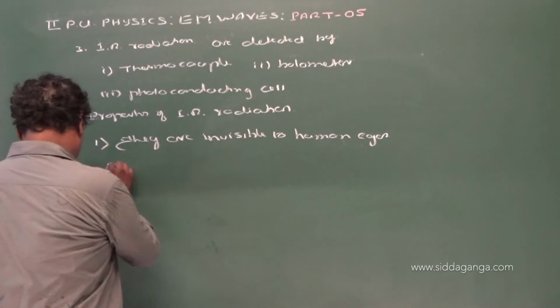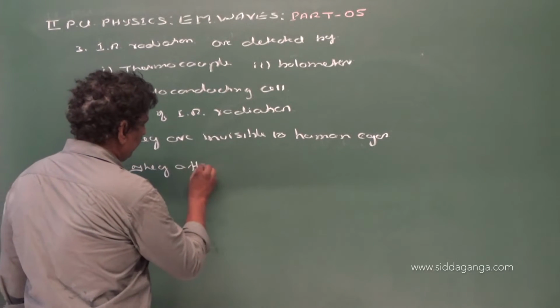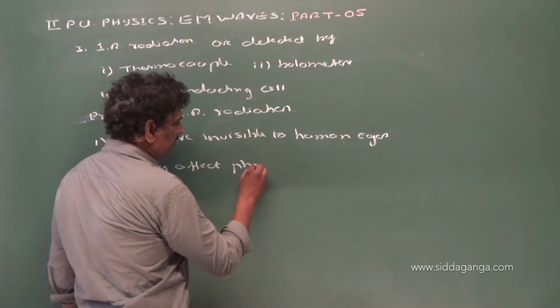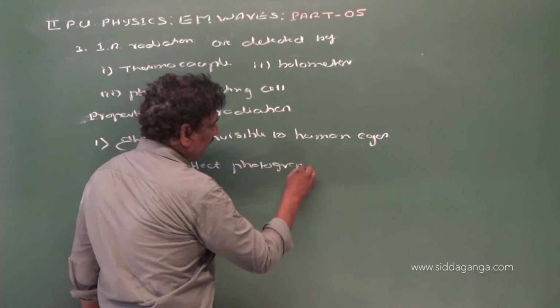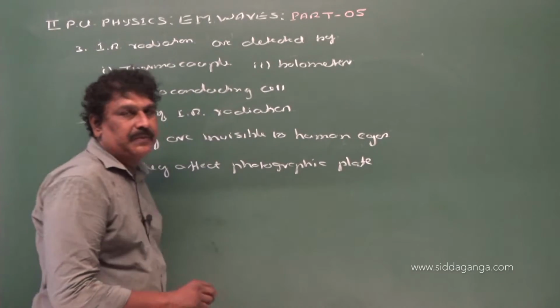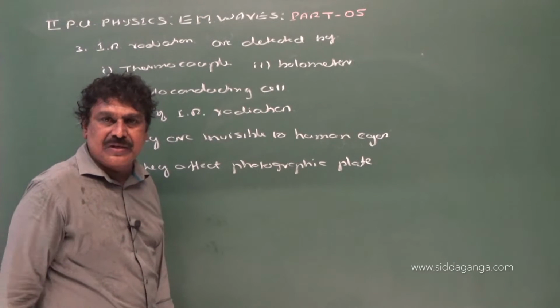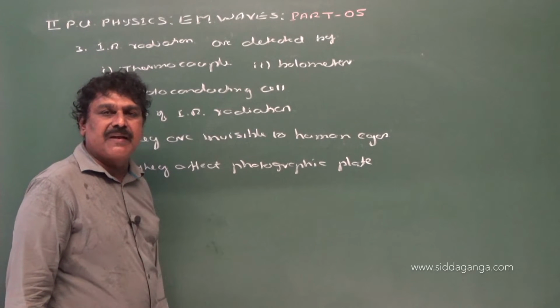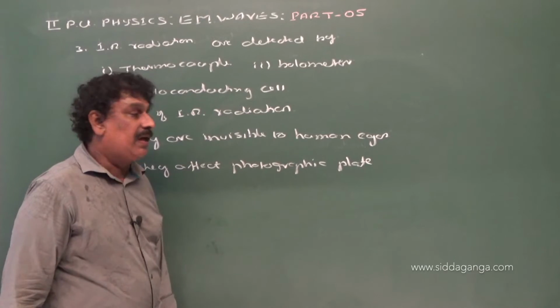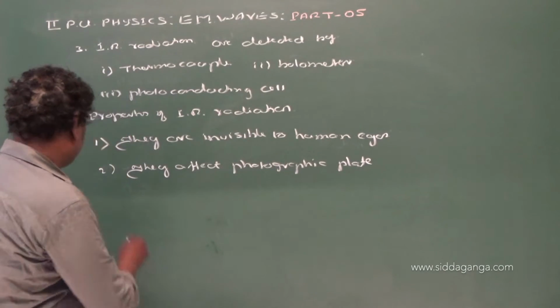Now the second property, they affect photographic plate. Right. Now, during the night photography, we can use infrared radiation, because when the infrared radiation incident on a photographic plate, the photographic plate gets exposed.